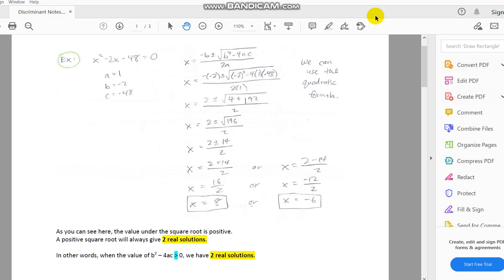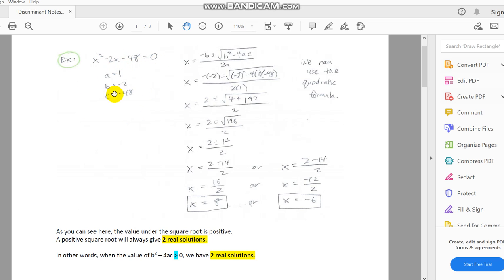Hello. Alright, so the purpose of this video is to basically describe what the discriminant of the quadratic formula does. Okay, so let's go ahead and consider an example that we have done already in the past. Let's say we're given this quadratic equation. We want to solve something like x squared minus 2x minus 48 equals 0.